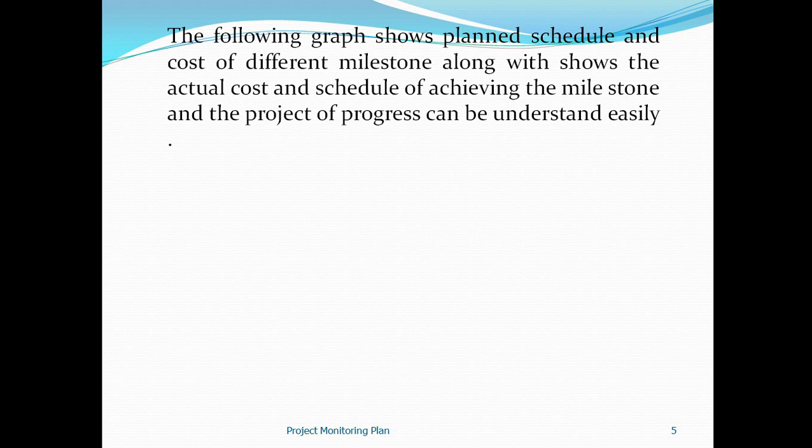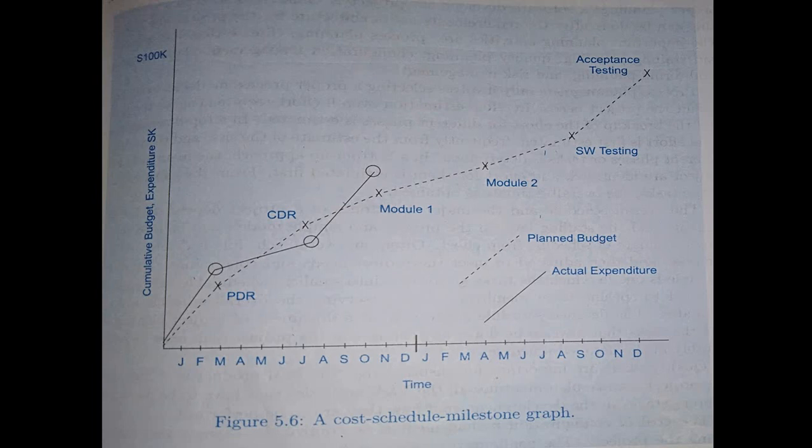The following graph shows the planned schedule and the cost of the different milestones, along with the actual cost and schedule of achieving each milestone, so the project progress can be understood easily. You can see the graph illustrated with x and y axes, and it has two lines: one is the planned budget and the other is the actual expenditure.